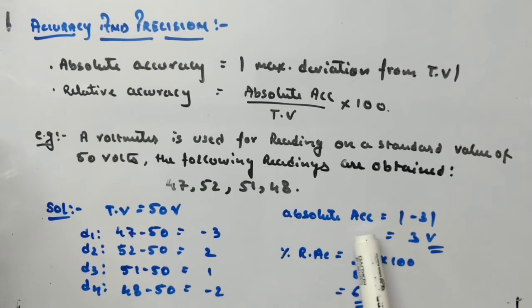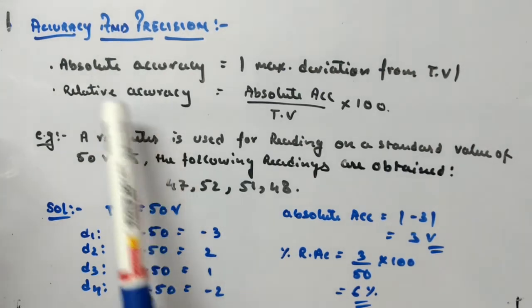So absolute accuracy will be the modulus of the maximum one, this is the maximum one, minus 3. Either in positive or negative direction, whichever is maximum, because after modulus anyway it will come out to be positive. So the modulus of minus 3 will be 3 volt. Okay, so that is your absolute accuracy. Relative accuracy will be 3 divided by 50, that is the true value, into 100, that comes out to be 6%. Okay, so these are the 2 terms used in accuracy.